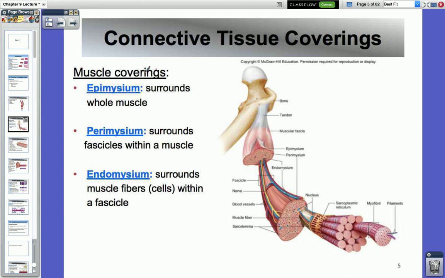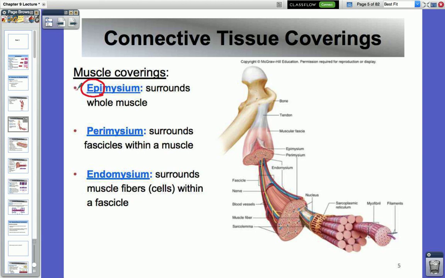So, we have three different muscle coverings going from largest to smallest as far as the things that they cover. The very first is the epimysium. The way that I remember that is epi, like epidermis, means outer. And so it's going to be the whole muscle, the very outside. And this is going to be found under the fascia.